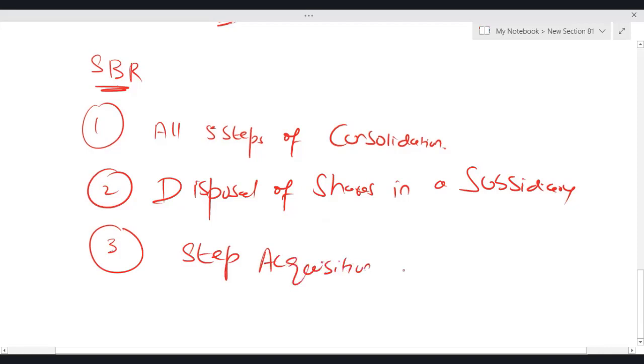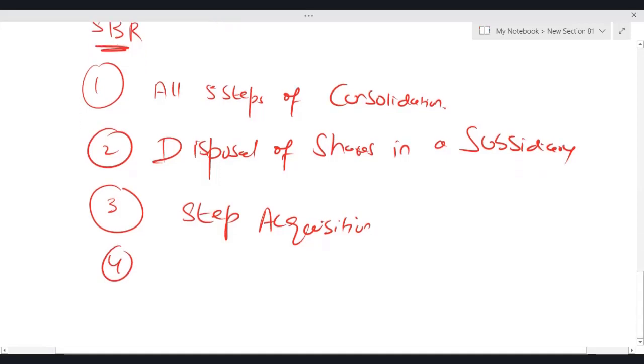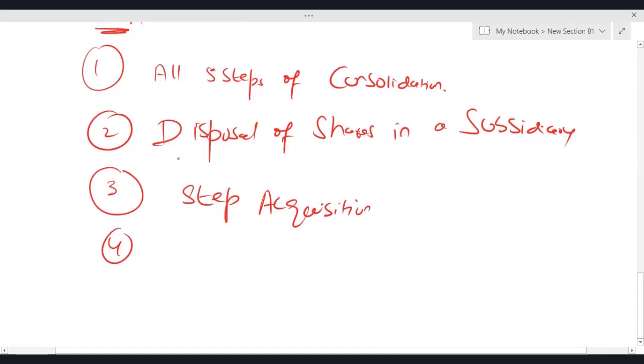Step acquisition means acquisition of a subsidiary in stages. Now, look at this disposal of shares in a subsidiary. If we can sell some of the holding in a subsidiary, there can be another opposite topic. The opposite topic could be parent can acquire further holding in subsidiary. So if parent gets further holding in subsidiary, how to deal with that?